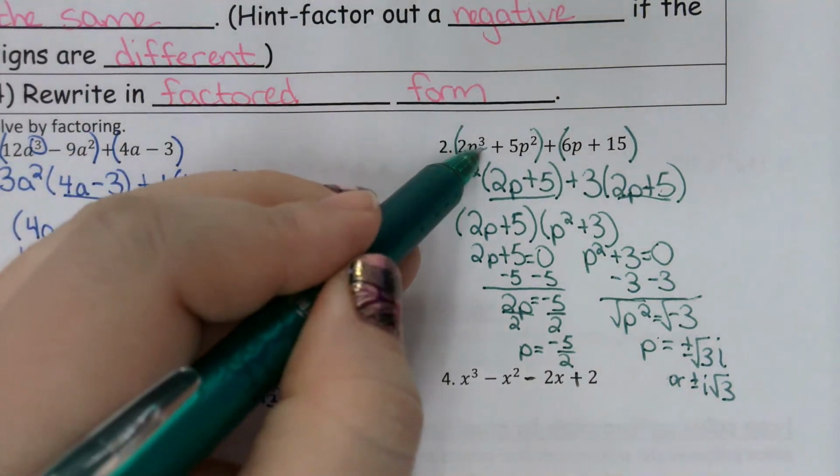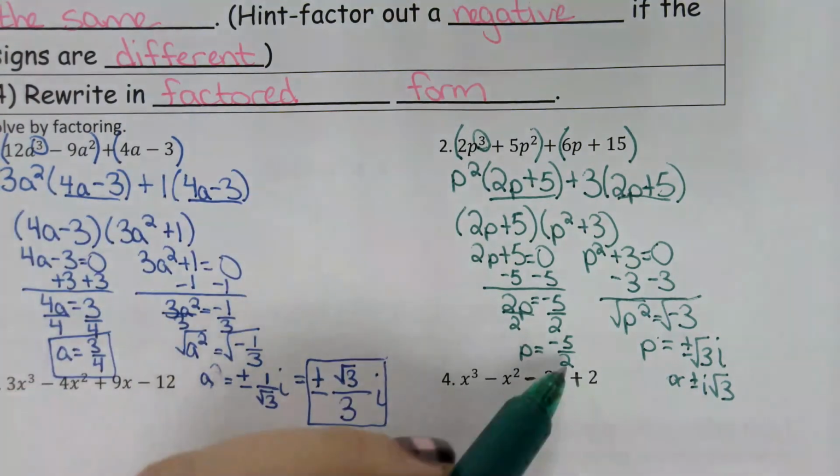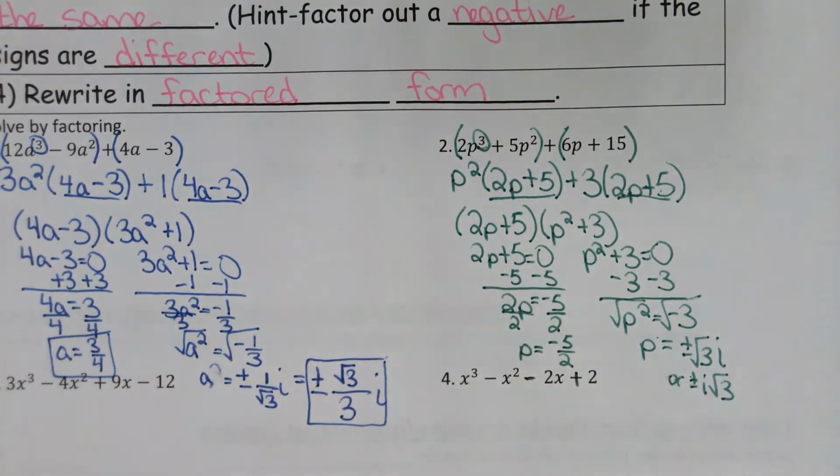The degree was 3, so I should have 3 solutions. 1, 2, 3.